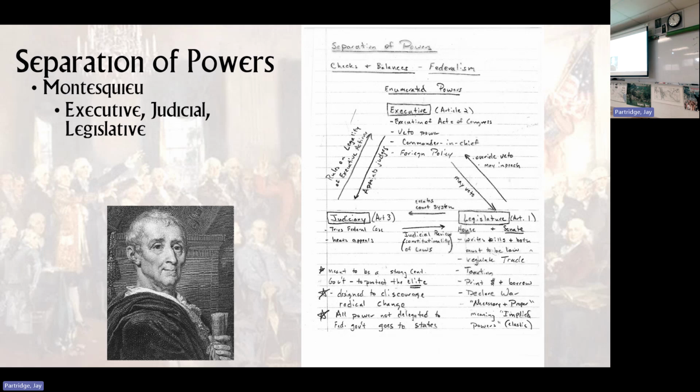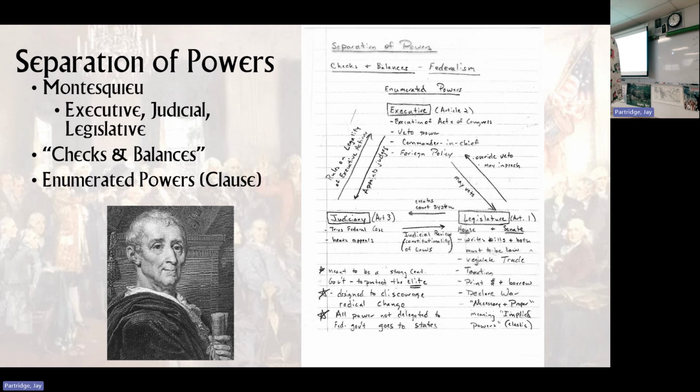All right, so separate the powers. Even though it's not written in the Constitution, Madison was a firm believer of that, and we call it today checks and balances. It's not that the three branches are balanced, or that they have equal power. But the idea is that they have some kind of check on the powers. The checks are pretty vague, especially for the judicial. But every branch in the Constitution has enumerated powers.